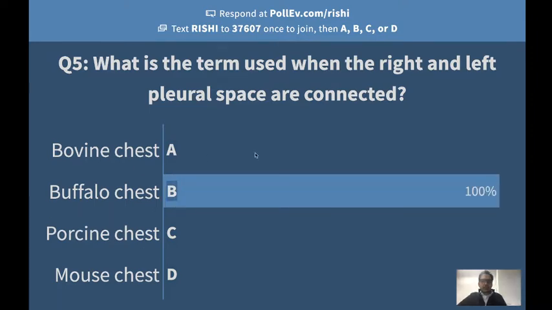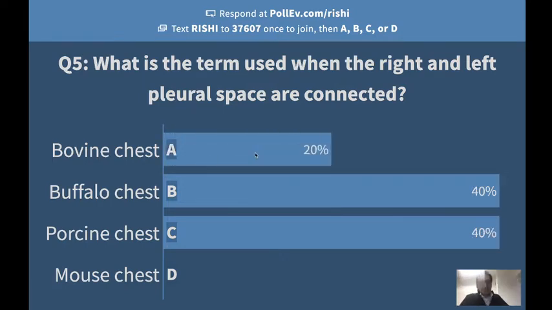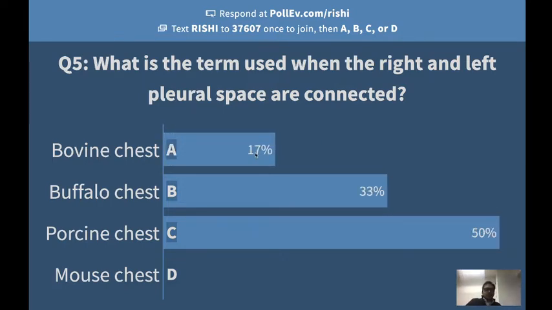Buffalo chest. Some people think it's a pig chest. Nobody thinks it's a mouse chest. Bovine chest, perhaps? Okay, nobody likes mouse chest. Okay.